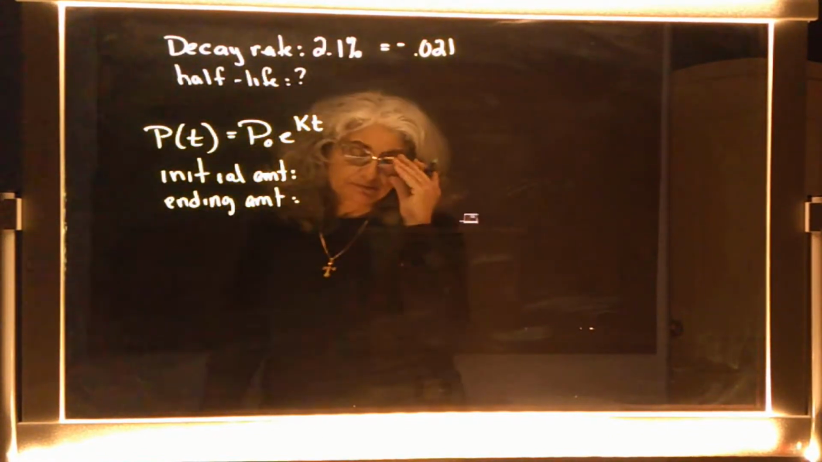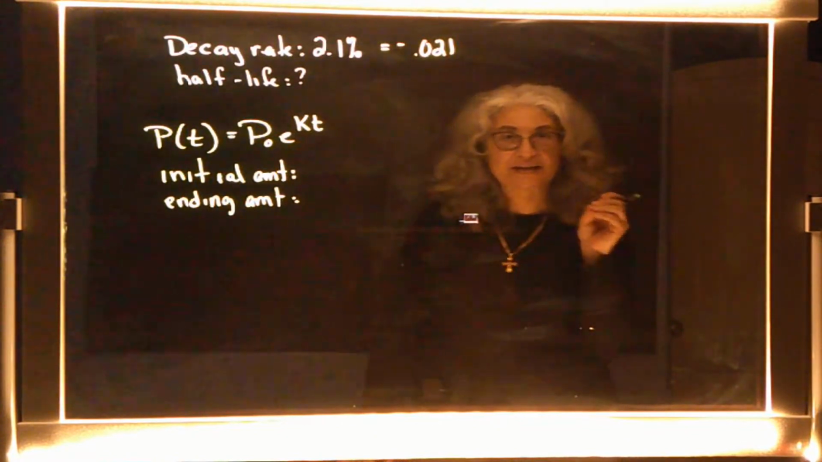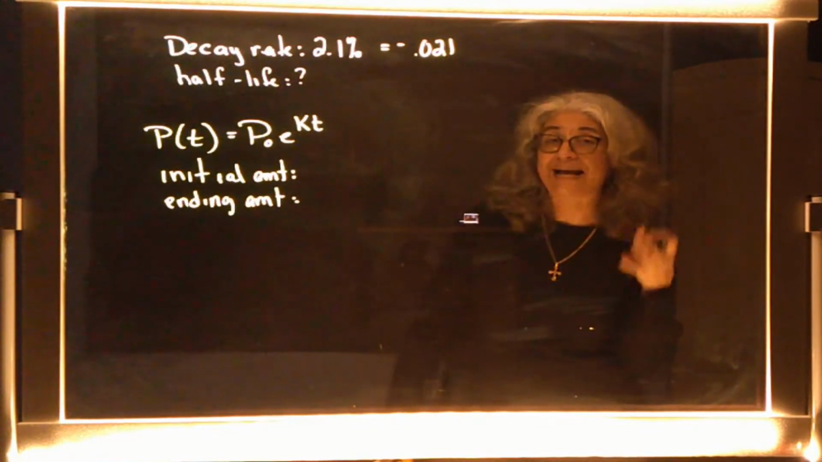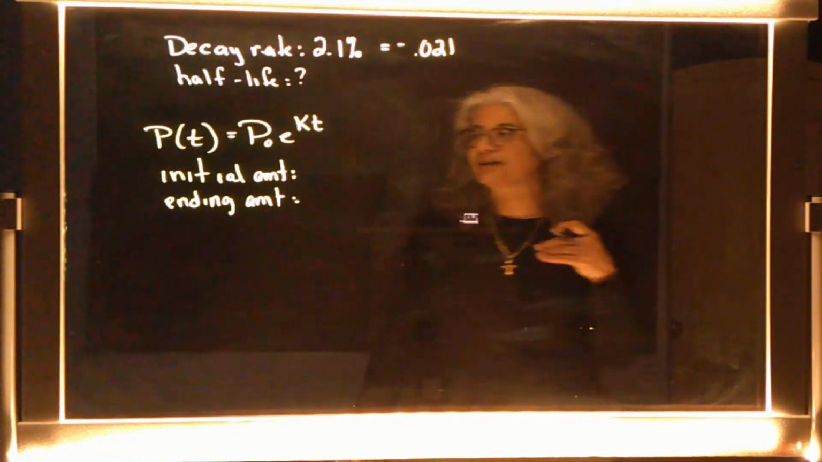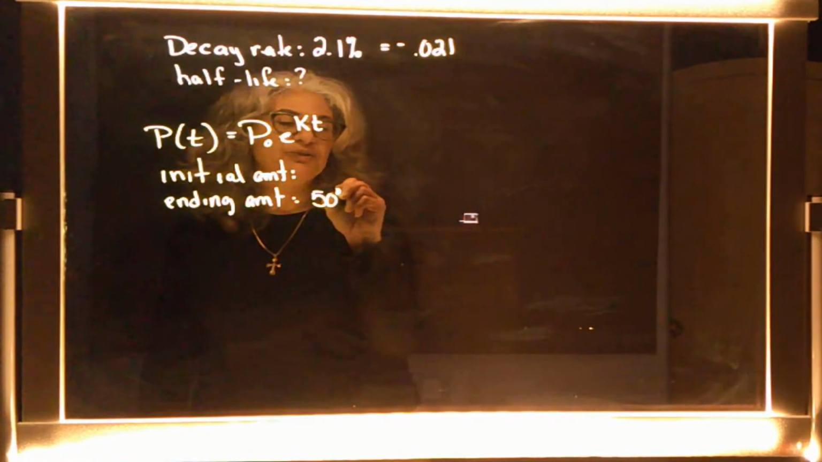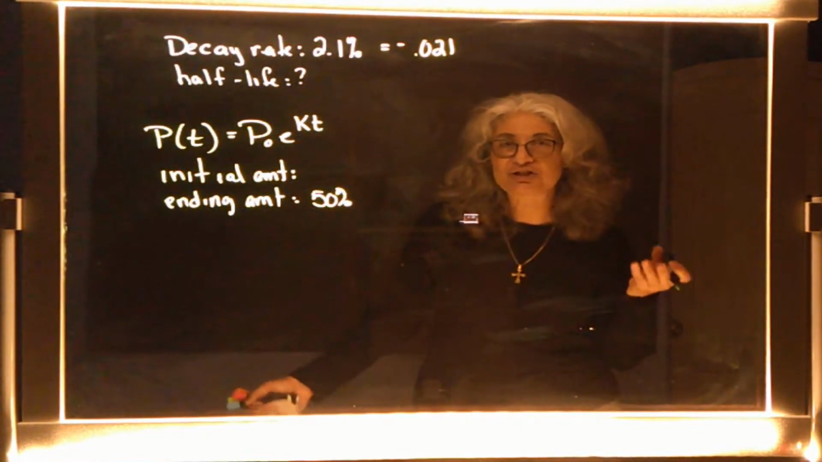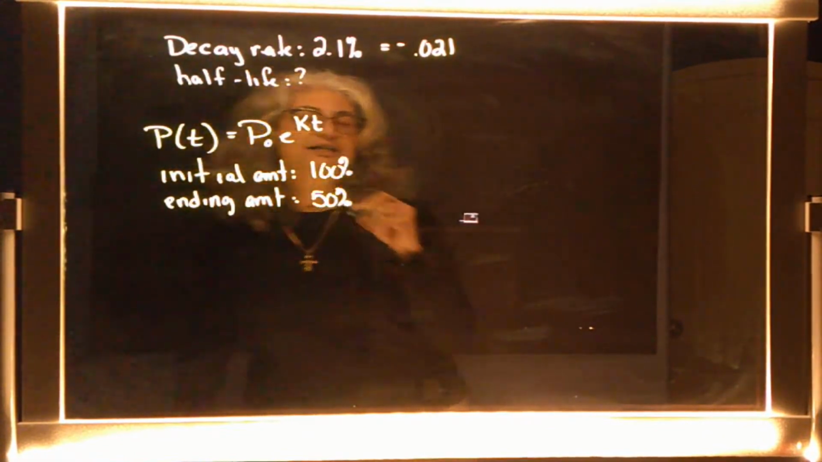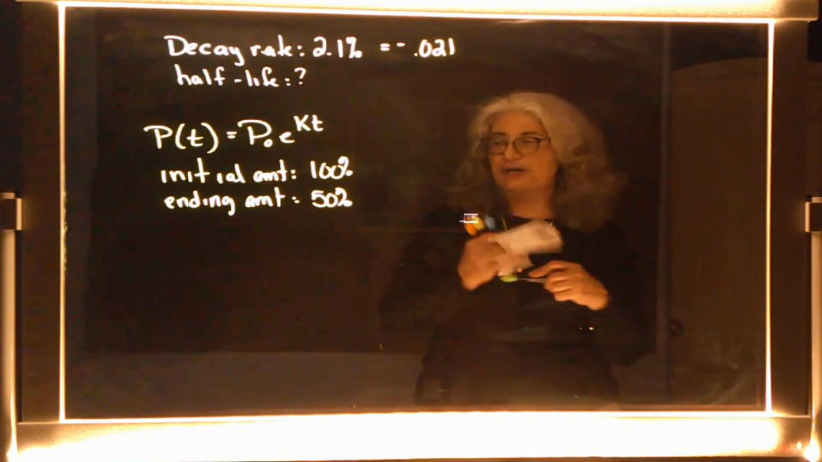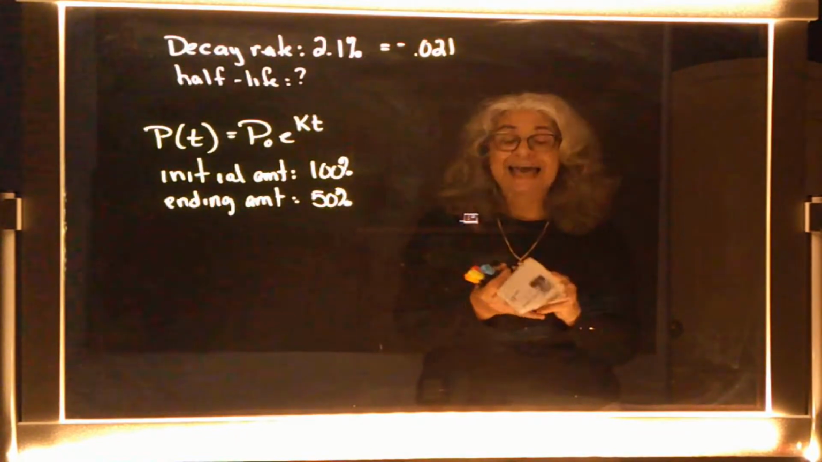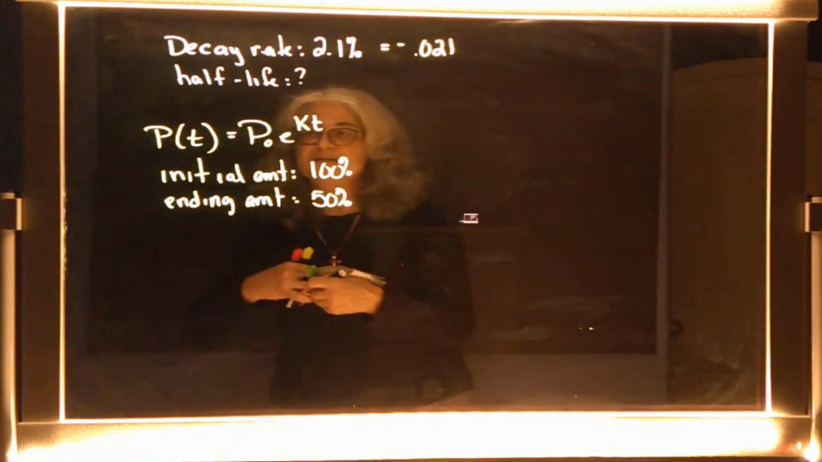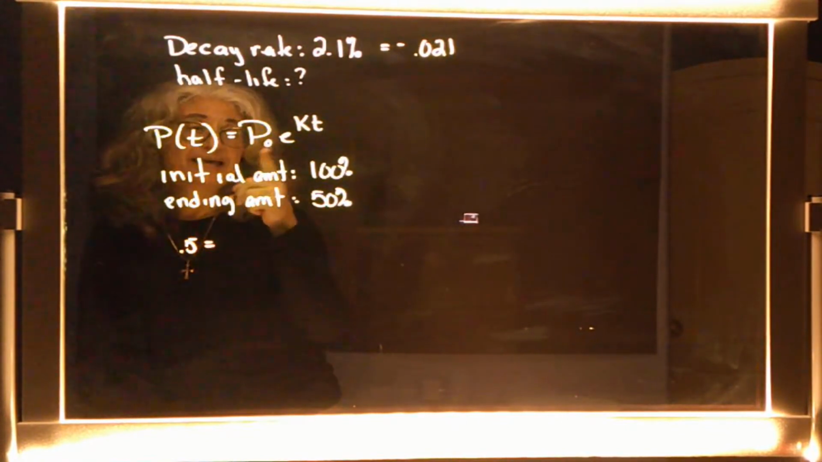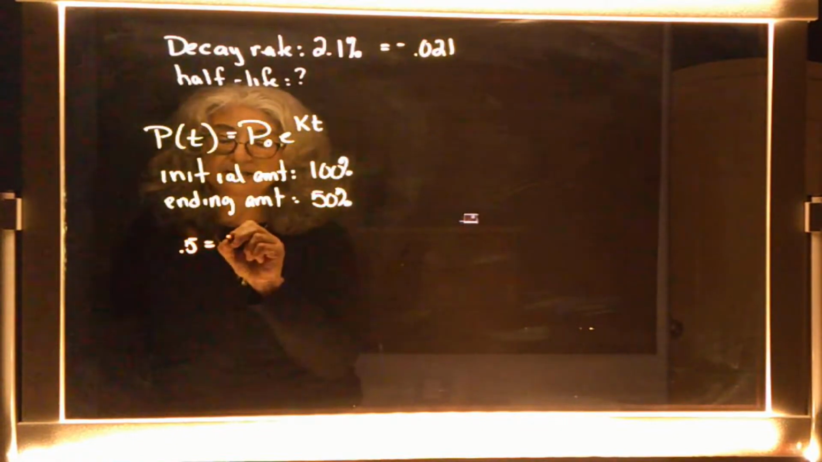Remember, half-life means how much of the element has decayed. Okay, good. So then how much of the element actually remains? That's right. 50% of it actually remains. So then how much was initially present? 100%. Good. Does that make sense? Okay. So that being the case, that means my ending amount is 0.5. My initial amount is 1.